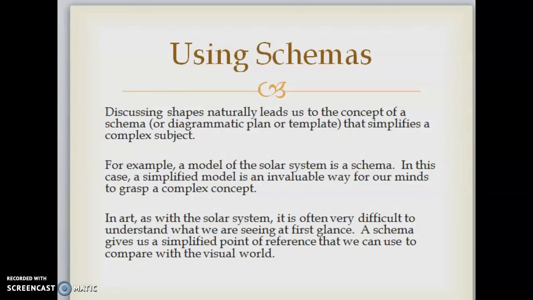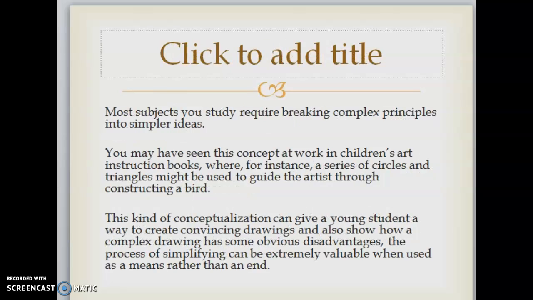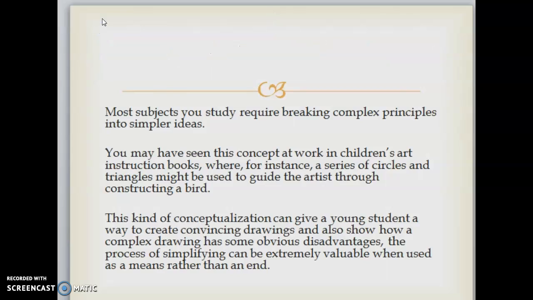In art, as with the solar system, it's often very difficult to understand what we're seeing at first glance. A schema gives us a simplified point of reference that we can use to compare with the visual world. Most subjects you study require breaking complex principles into simpler ideas. You may have seen this concept at work in children's art instruction books, where, for instance, a series of circles and triangles might be used to guide the artist through constructing a bird.